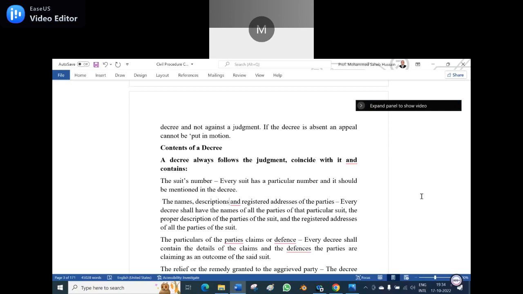Is it the sequence? Or should the sequence be changed? His religion will also be there, sir. Of course, there are certain places where they may change it, but the general phenomenon is: first name, next father's name, next age, next occupation, next address.